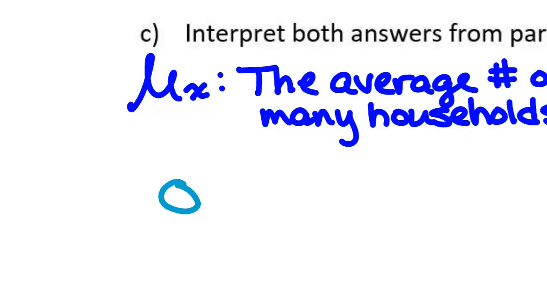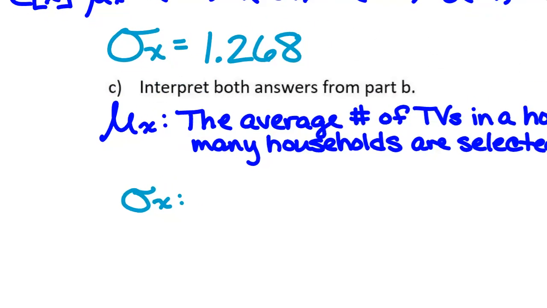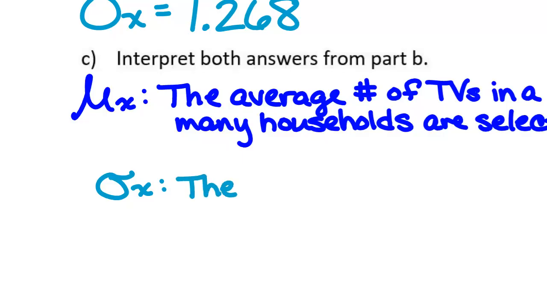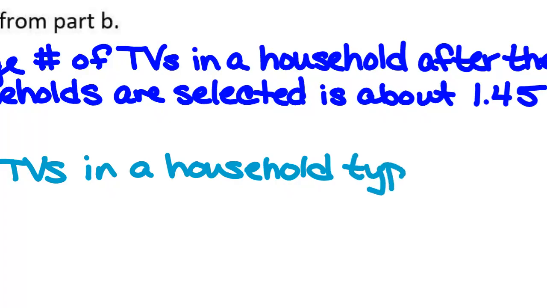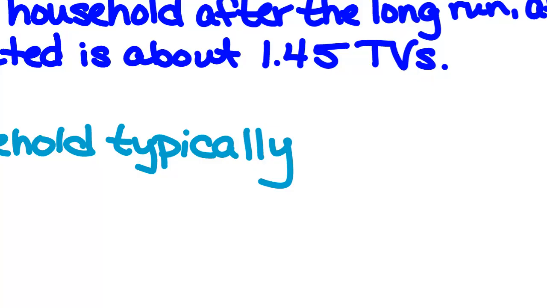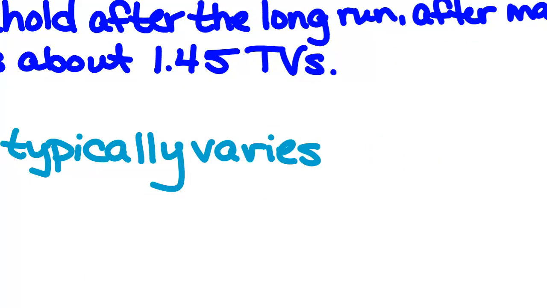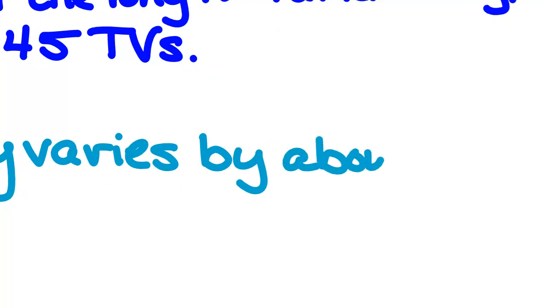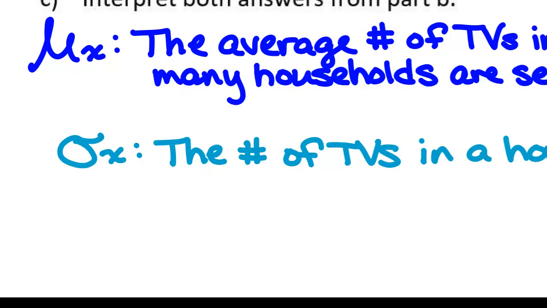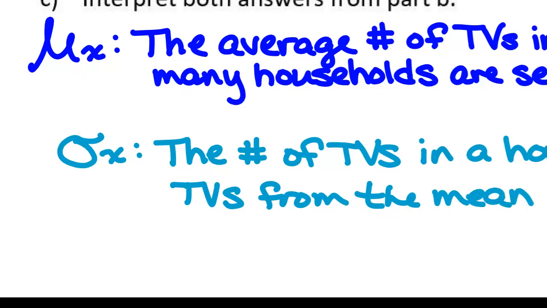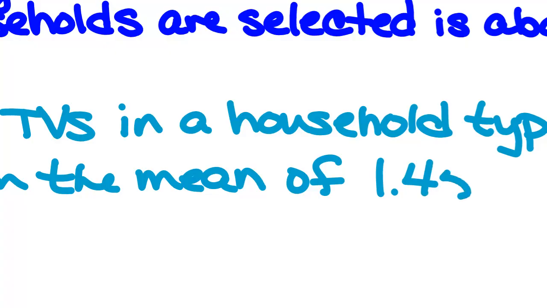All right, interpreting the standard deviation now. The number of TVs in a household typically varies by about 1.268 TVs from the mean of 1.45 TVs.